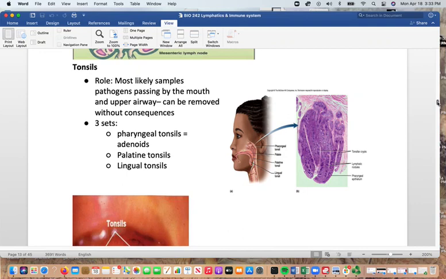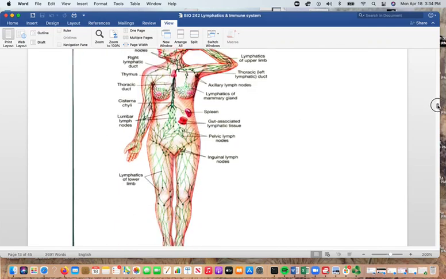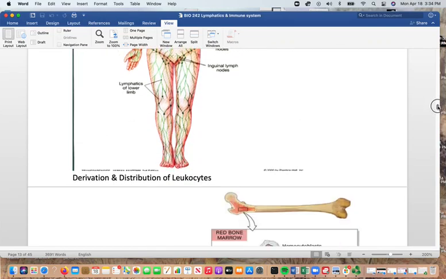There's three sets of these. The pharyngeal tonsils are adenoids. They're going to be the higher ones. The palatine tonsils go closer to the palate, and then the lingual tonsils by the tongue. So here you can see in the mouth. Again, those lymphatic tissues.